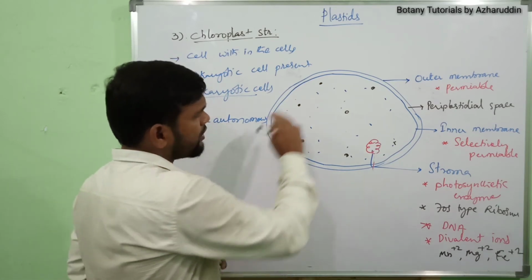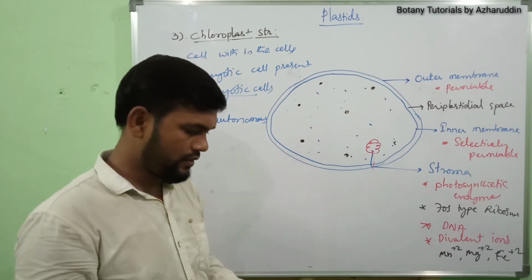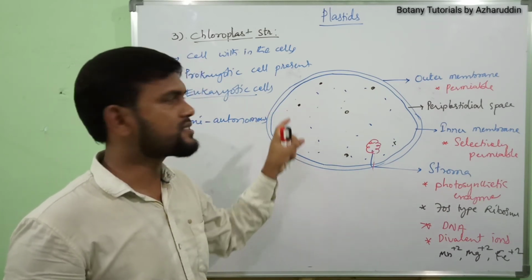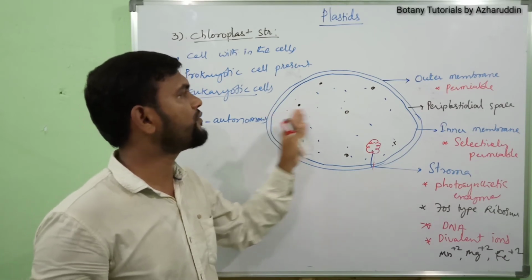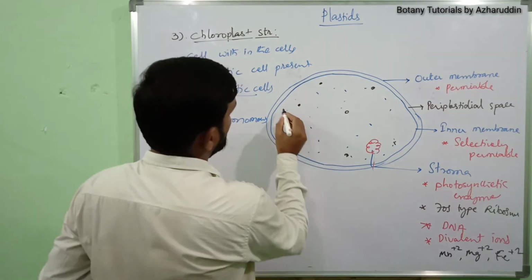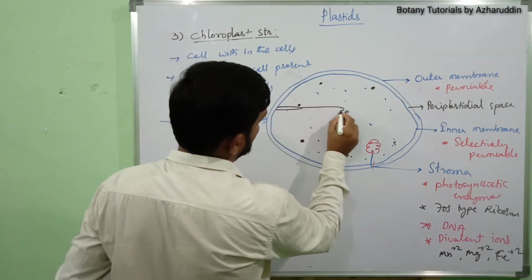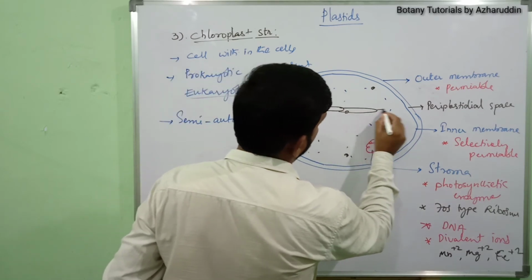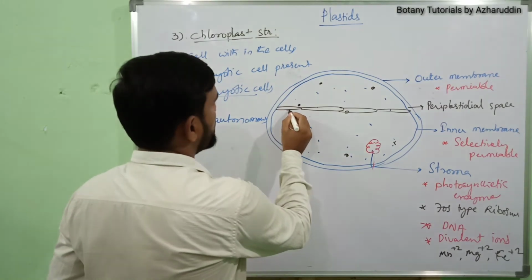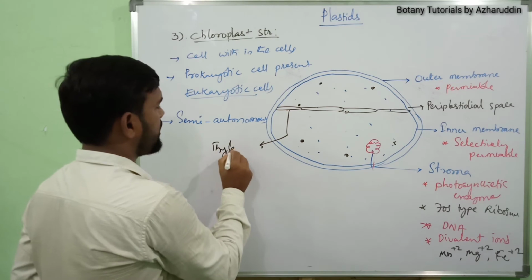Next, coming to structure, in the stroma, some lipoproteinous membranous structures extend from one end to another end, like this. These structures are called thylakoids.